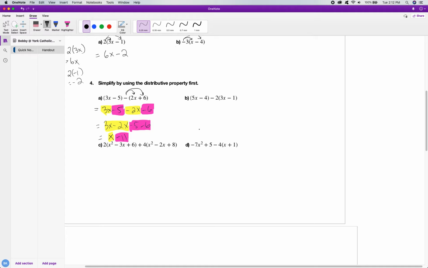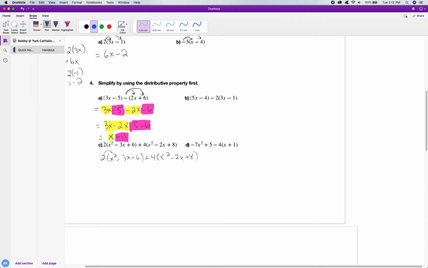So it gets a little harder. I'm going to jump down to here. It gets a little harder when we have multiple things we got to multiply in. I'm going to rewrite it just because I don't have any space on top here. So 2x minus 3x plus 6 x squared minus 2x plus 8. Okay. So I'm multiplying everything that's in front of the brackets into everything inside the brackets.